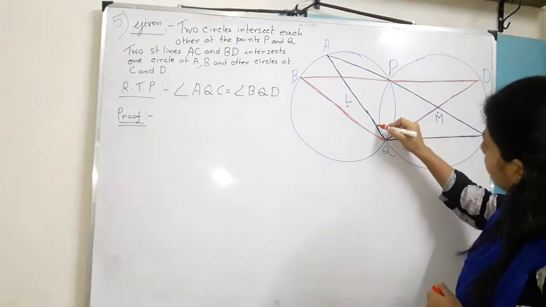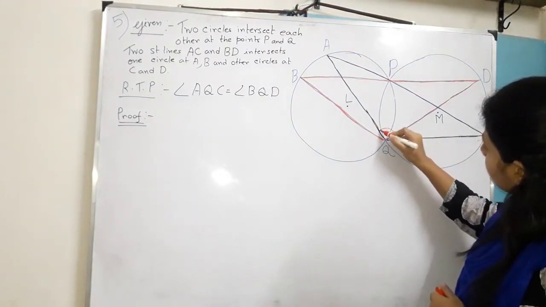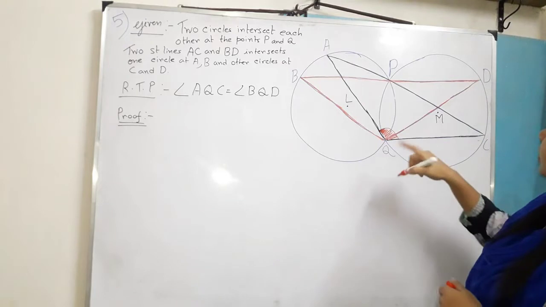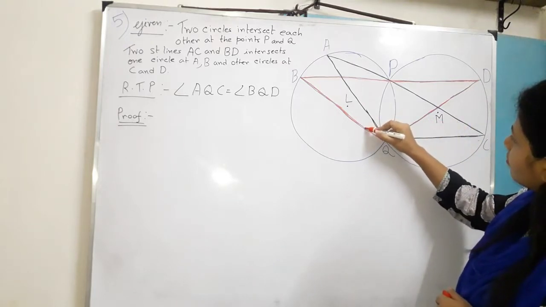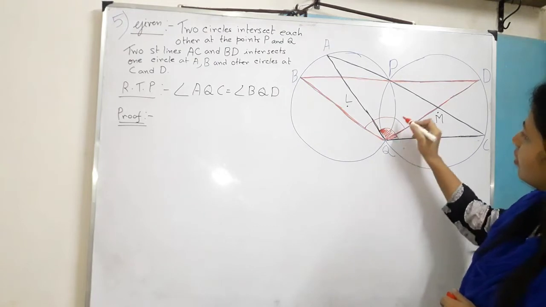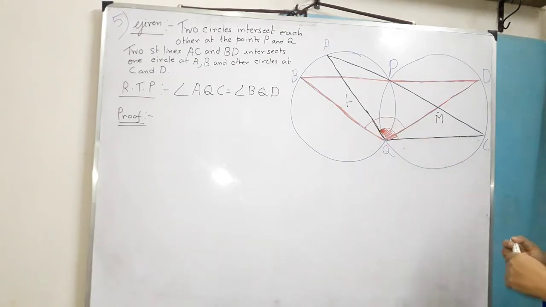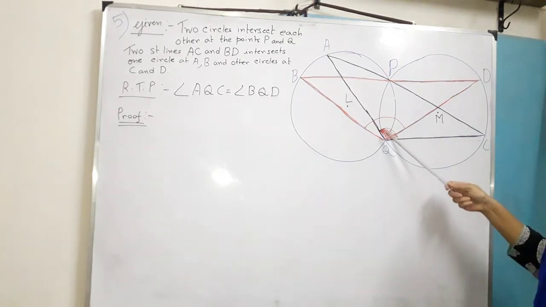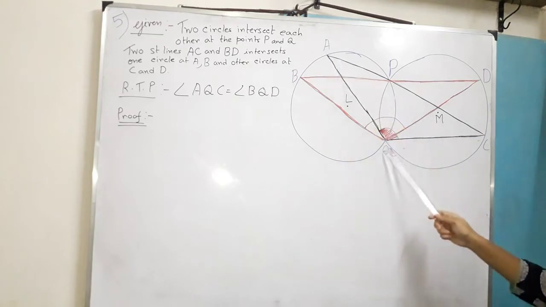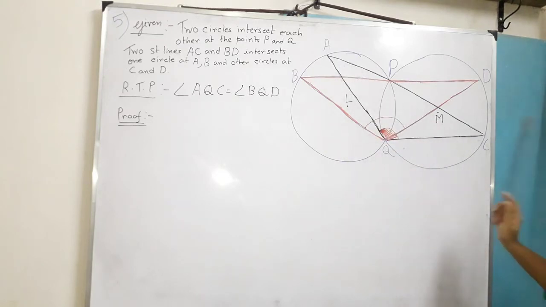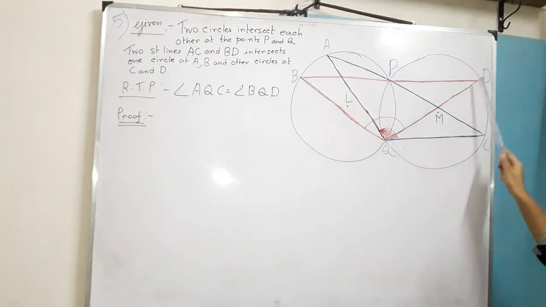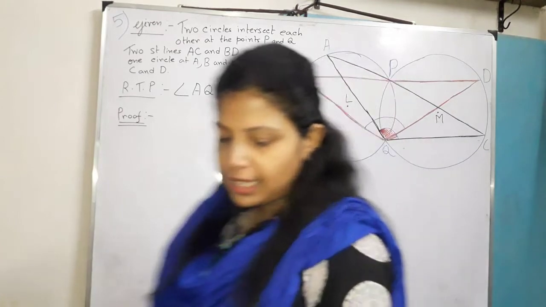angle AQC means this angle equals BQD means this angle. Both of them are equal. I have to prove that. Now, if you follow the diagram properly, angle AQC belongs to the triangle AQC, and angle BQD belongs to the triangle BQD. So actually two triangles are there.